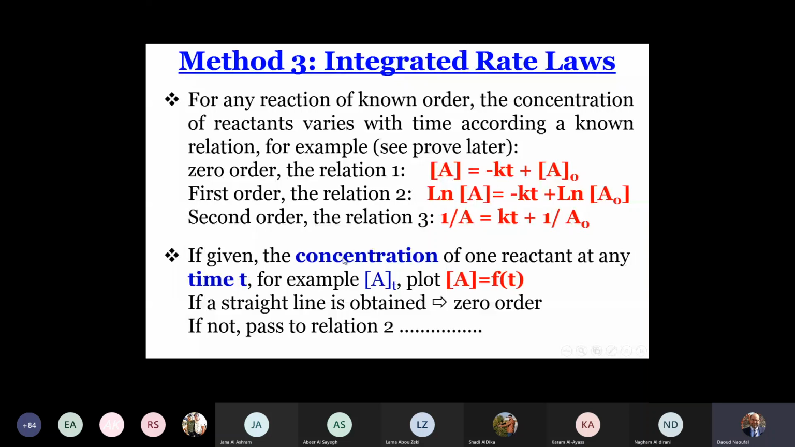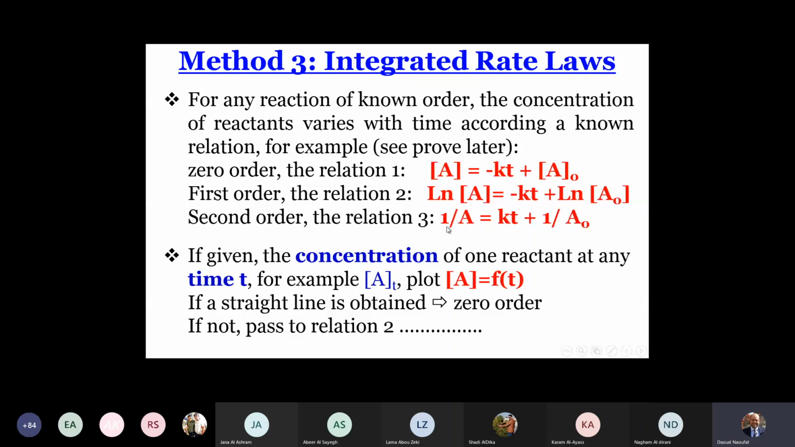In any kinetic experiment, you obtain the variation of the concentration of the reactant A as a function of time t. Draw first A equal f(t). If you obtain a straight line, you stop and you say that your reaction is zero order. If not, draw ln A as a function of t. If you obtain exactly a straight line, you stop. You say your reaction is first order.